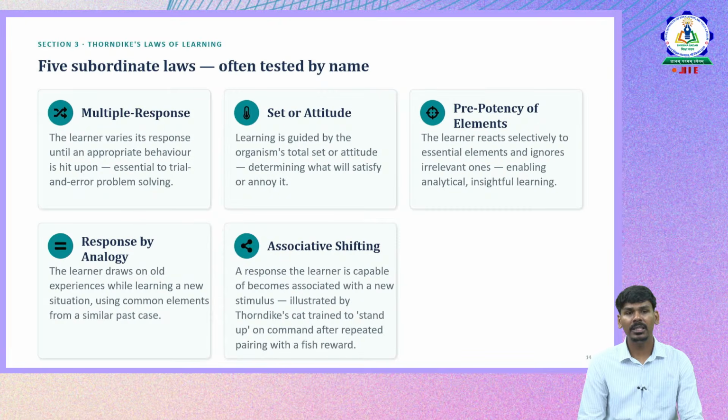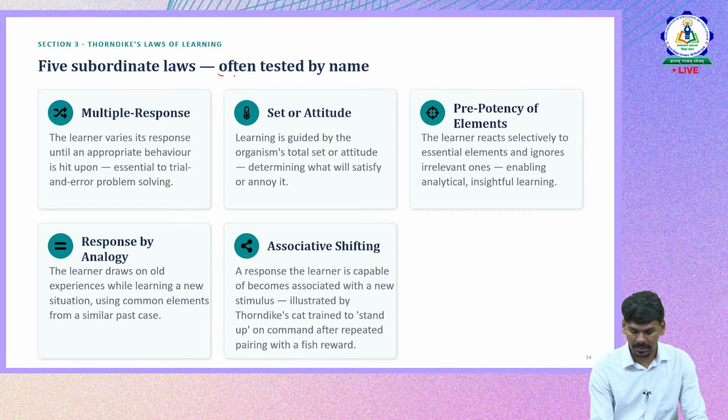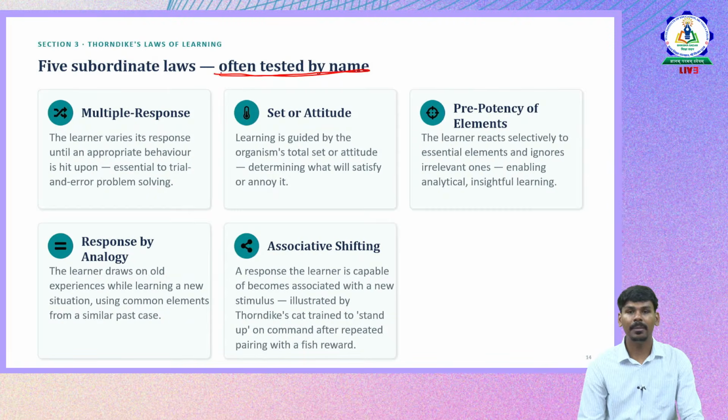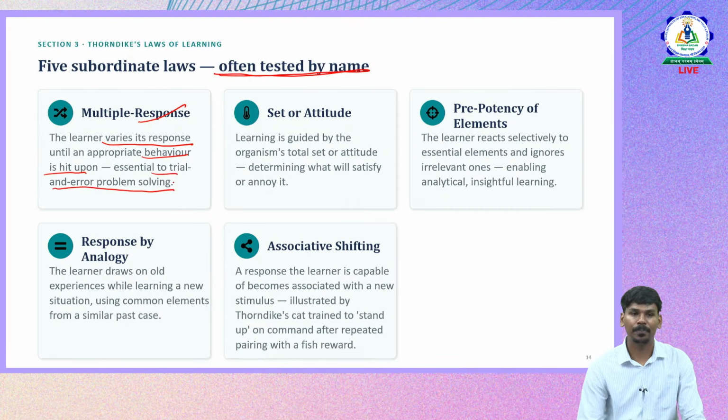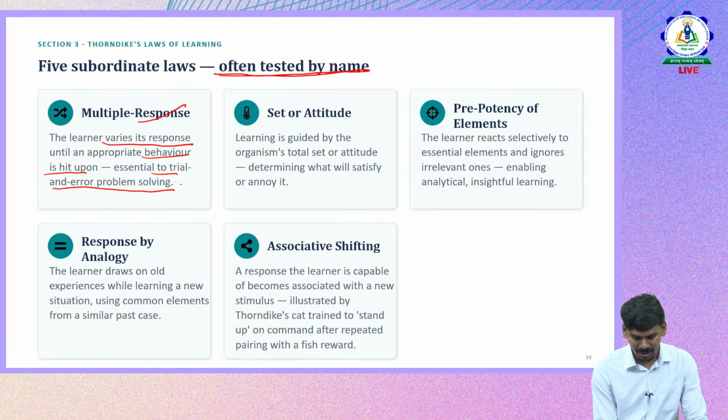Then when we look into the 5 subordinate laws, these laws are often tested by names in the CTET examination. The first one is multiple response. What is this multiple response? The learner varies its response until an appropriate behavior is hit upon. It is essential to trial and error problem solving. The learner keeps changing the response, keeps trying something new until the problem is solved.